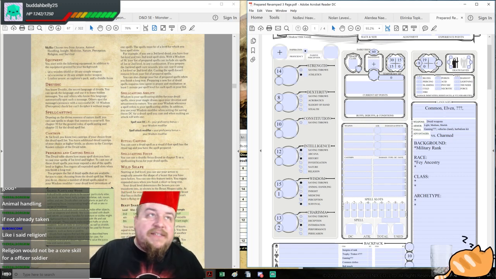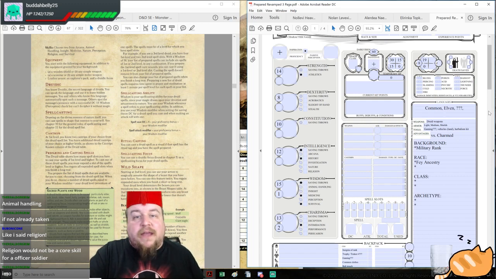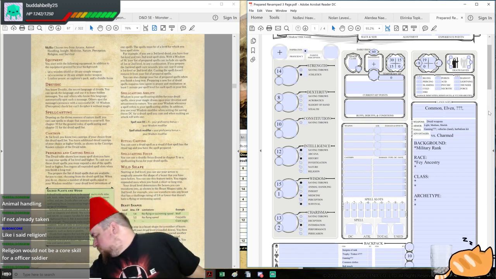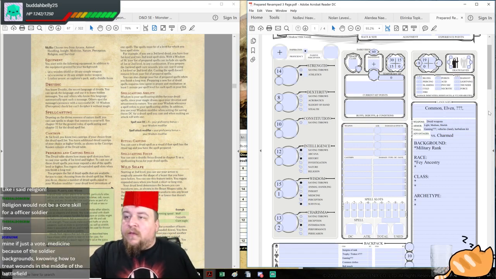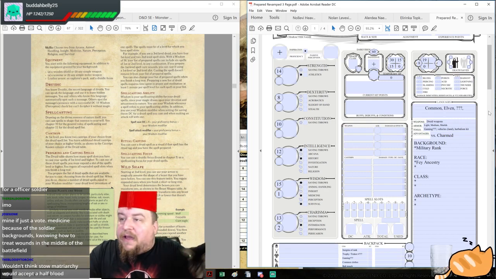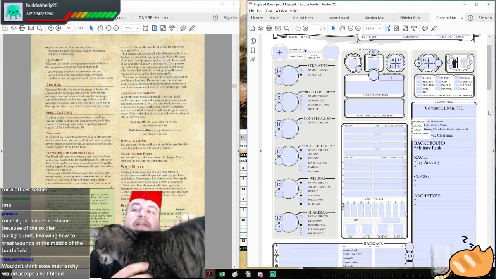Maybe not, but this is what we're getting by being a half-elf. If you want to say, does it bleed over from one to the next? Well, yeah, we can go back and forth with that. But as a consideration, this is her. I was raised in circumstances as a half-elf. This is what it gave me. And then I went into being an officer and so forth. Mine, if it's just a vote, medicine because of the soldier backgrounds. Jose, she already has medicine.